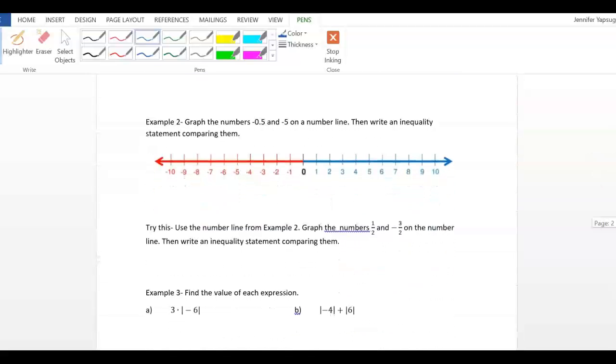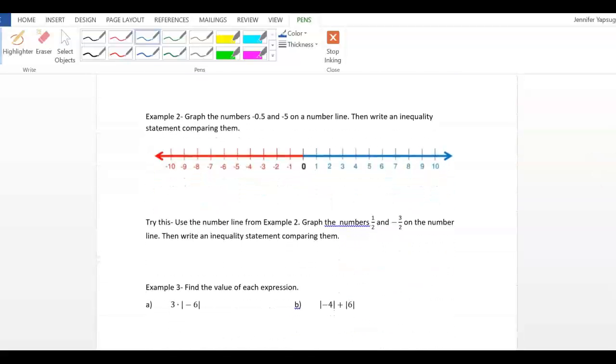Okay, so this one I think seems a little easy, but I just thought I would put this in just to kind of refresh since we're starting the school year, and I know that we got to kind of dust the rust off. So example 2 says to graph the numbers -0.5 and -5 on the number line, and then write an inequality statement comparing them. So my inequality statement I'm going to write at the end.